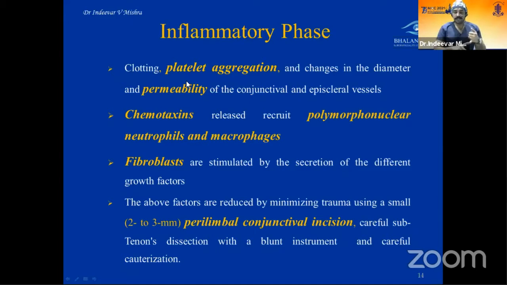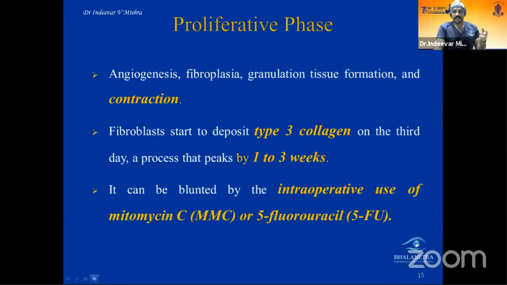I'm not going to go into this detail, but a careful perilimbal conjunctival dissection or incision, with careful handling of the Tenon's capsule, can help in reducing the inflammation that can be elicited by the body and by the eye of the patient. You should not be haphazard. You should not butcher up the conjunctiva. The proliferative phase is where the angiogenesis and the fibroplasia happen. It usually happens from 1 to 3 weeks. Intraoperative use of mitomycin C, with 5-fluorouracil in the postoperative period, can help you in saving the bleb.